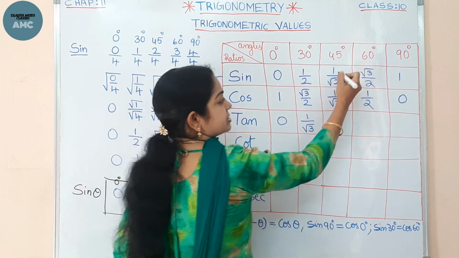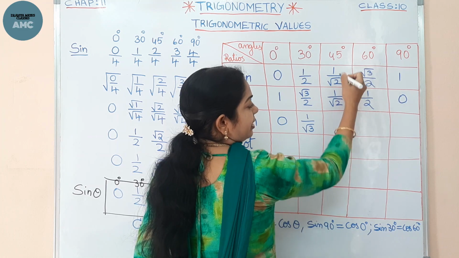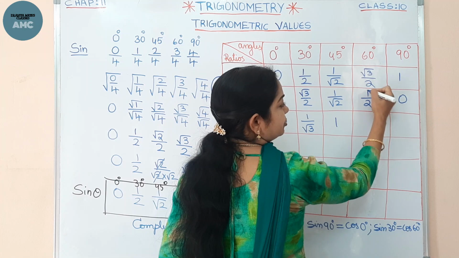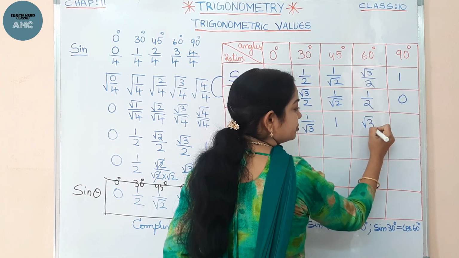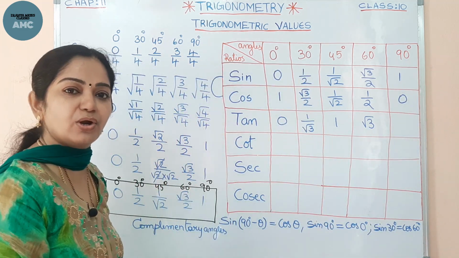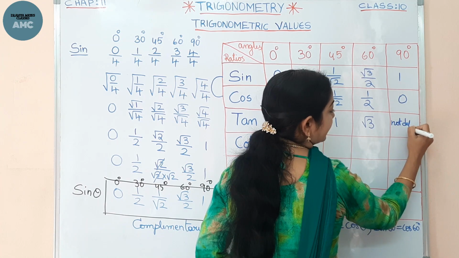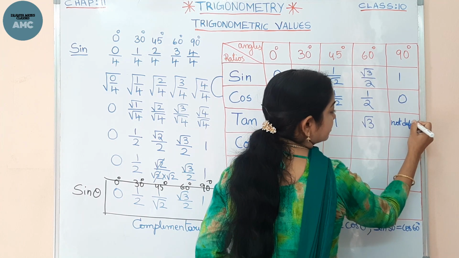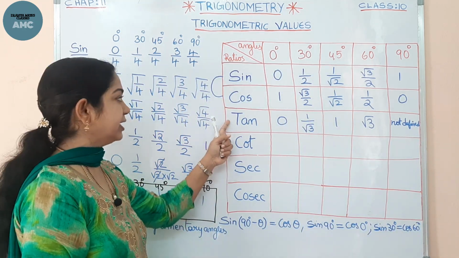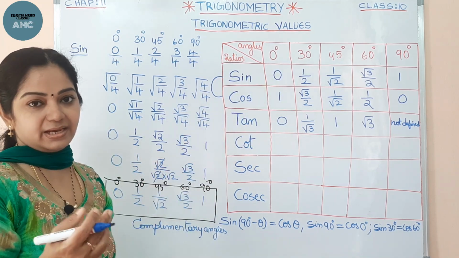Sin 45 by cos 45 is tan 45. So we can cancel 1 upon 1, so 1 only. And here, if you divide these two, 2 cancels, root 3 by 1 comes to root 3 only. And here 1 by 0 is not defined. It is infinity, not defined. Now, these are the tan values. How did I get them? By just dividing the sine by cos, because tan itself is sine by cos.